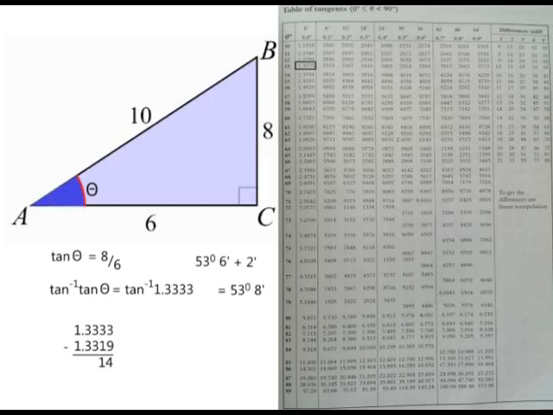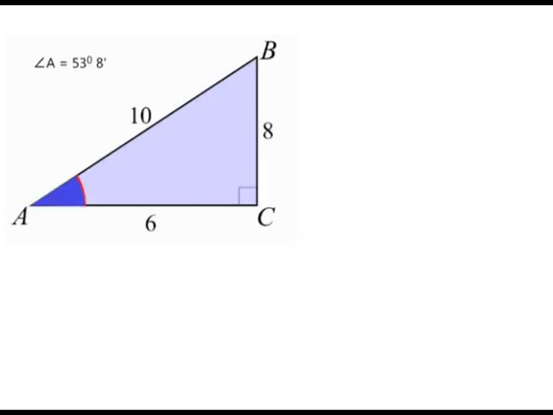The next thing I want to do is find the angle at B. And I want us to have a predetermined answer so that we can test the truthfulness of these ratios. We know that the sum of angles of a triangle is 180 degrees. We already have 90 degrees and 53 degrees and 8 minutes. So what is remaining?